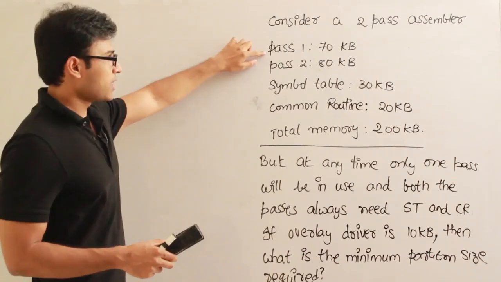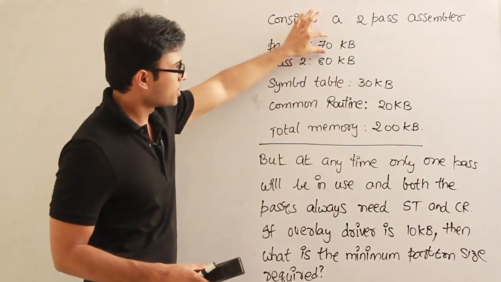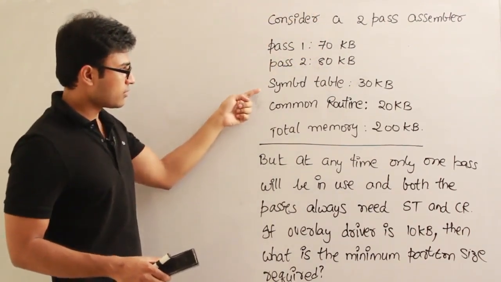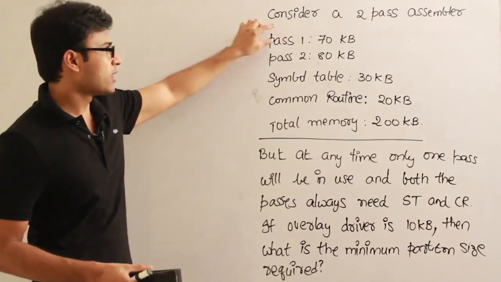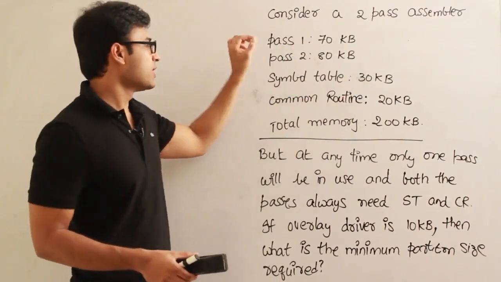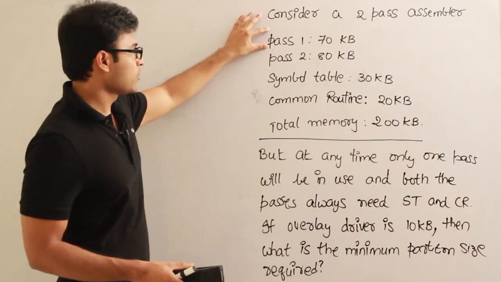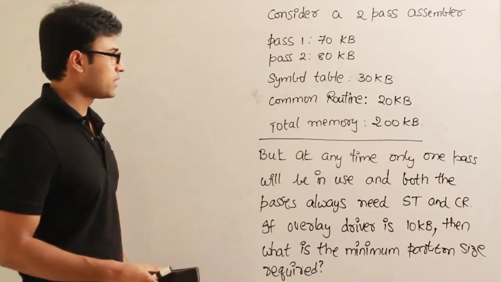When it is in the first pass, it wants the code of 70 KB, which means it wants a space of 70 KB, and along with that it needs the symbol table and common routines. So when it is in the first pass, the total memory required is 70 plus 30 plus 20, and in the second pass it will not use the first pass memory anymore, and it will use 80 KB, and then it will use the symbol table and common routines, right?